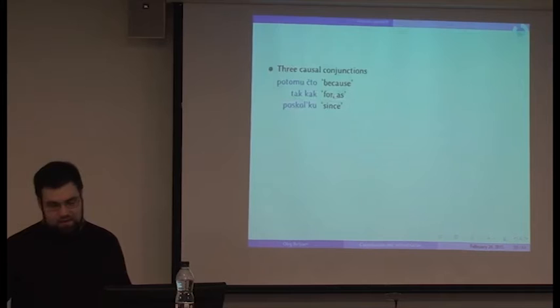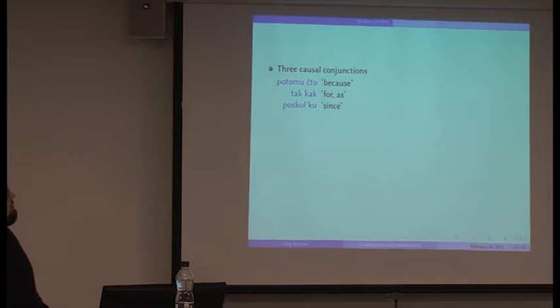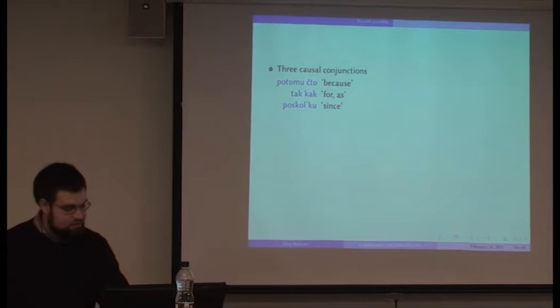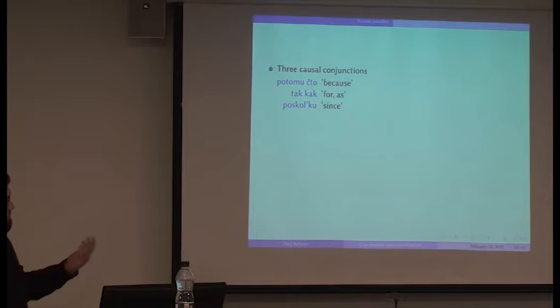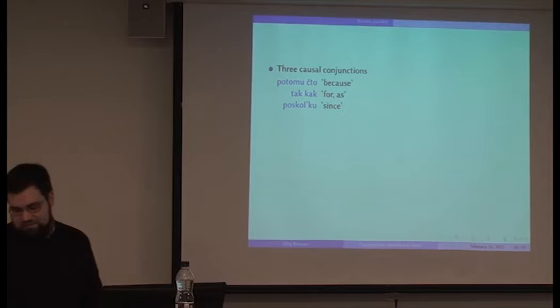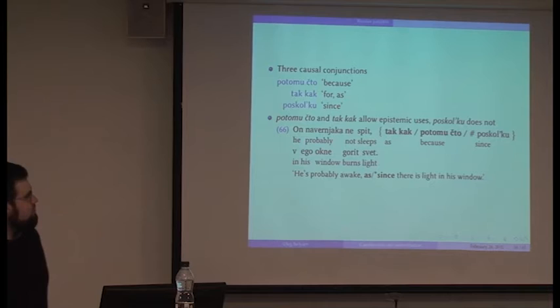And to illustrate that this approach is not ad hoc, but can also provide insights into other constructions in other languages, I would like to focus shortly on a second case study of the three causal conjunctions in Russian, which are потому что, так как, and поскольку. They can be roughly translated as because, for or as, and since, but these are also rough labels for their translations.